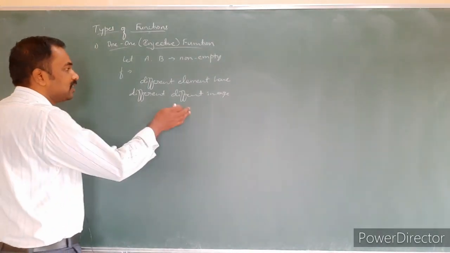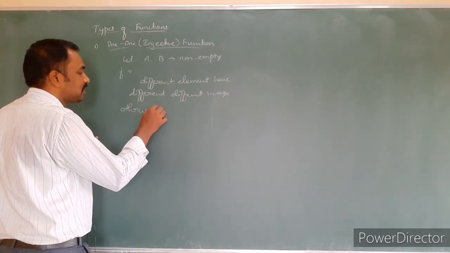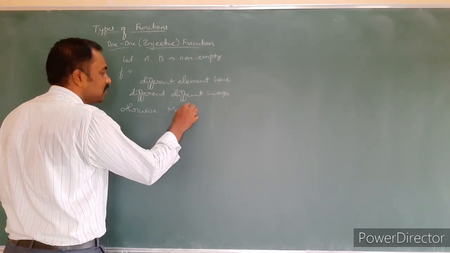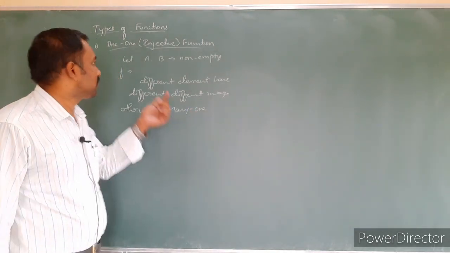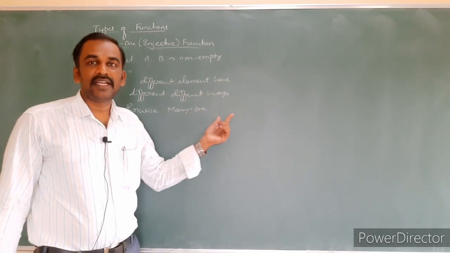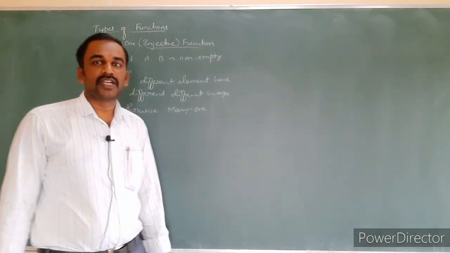Are you sure about this one? Otherwise, if it is not one-one, then it is said to be a many-one function. What is a many-one function? Many elements have the one image.